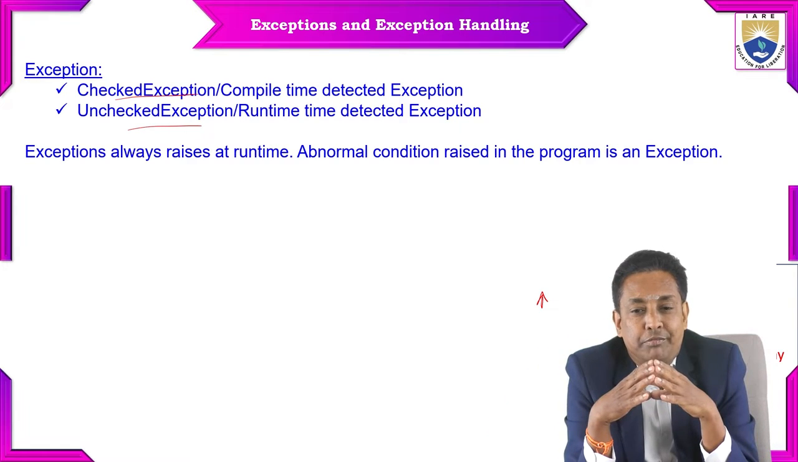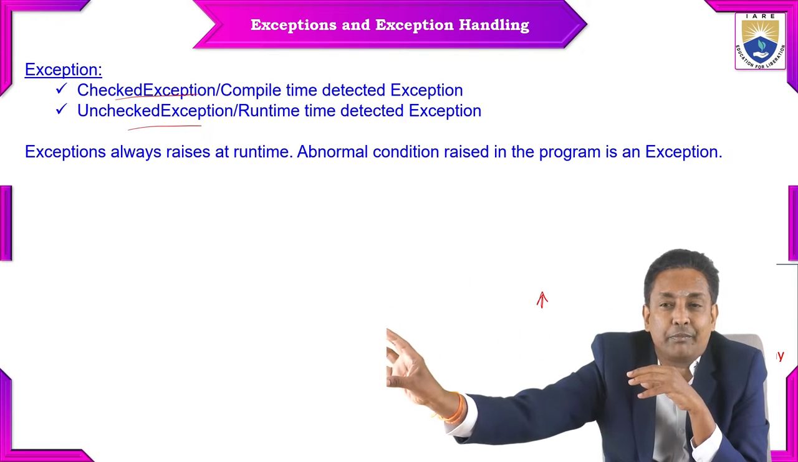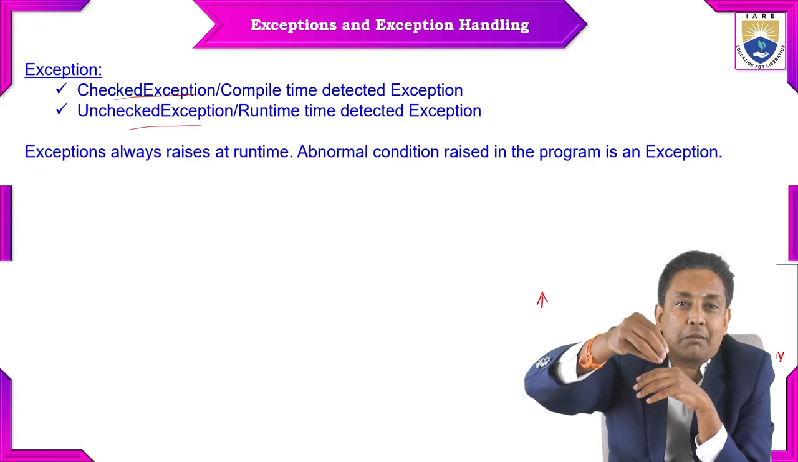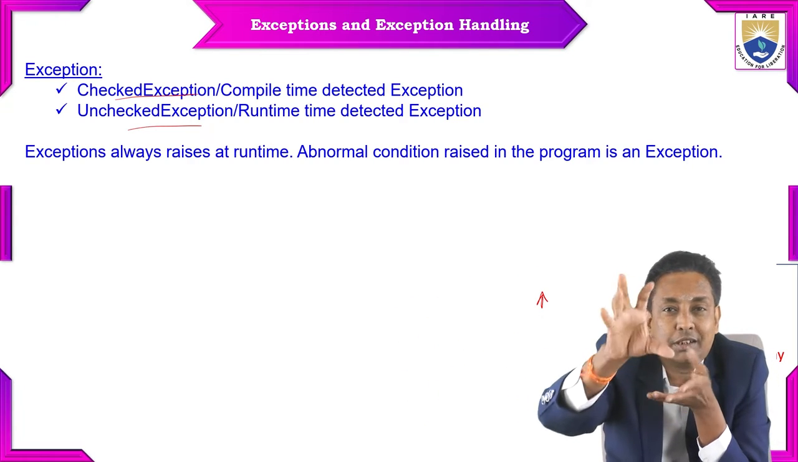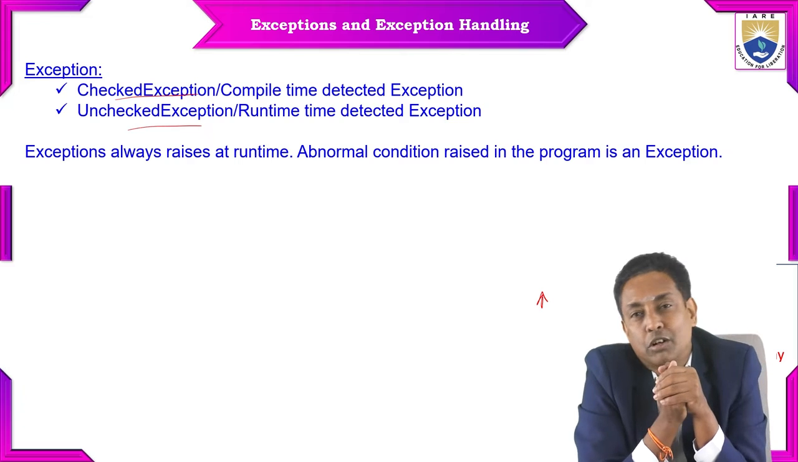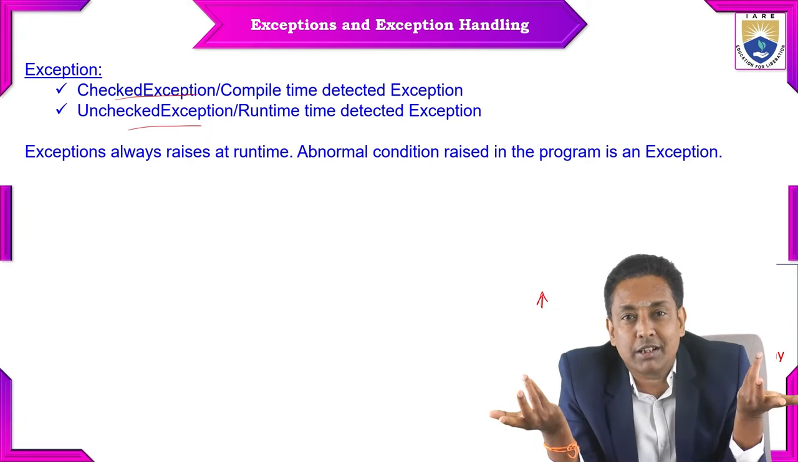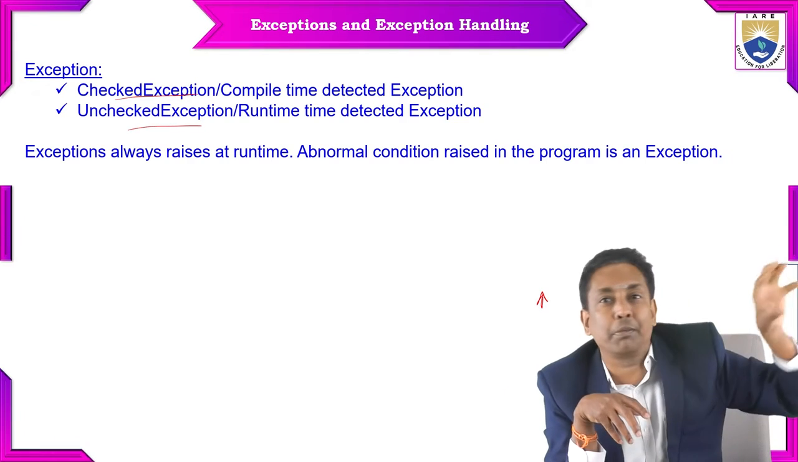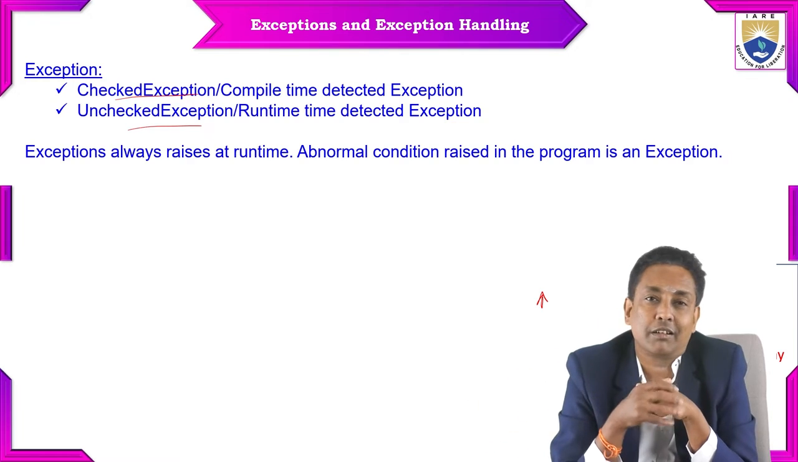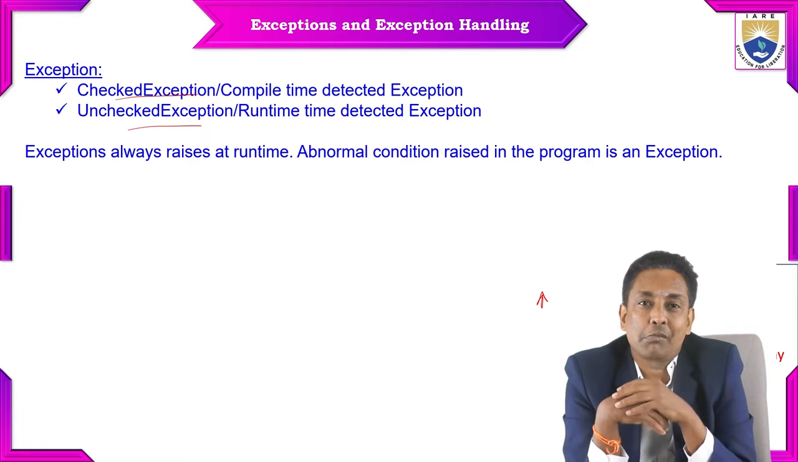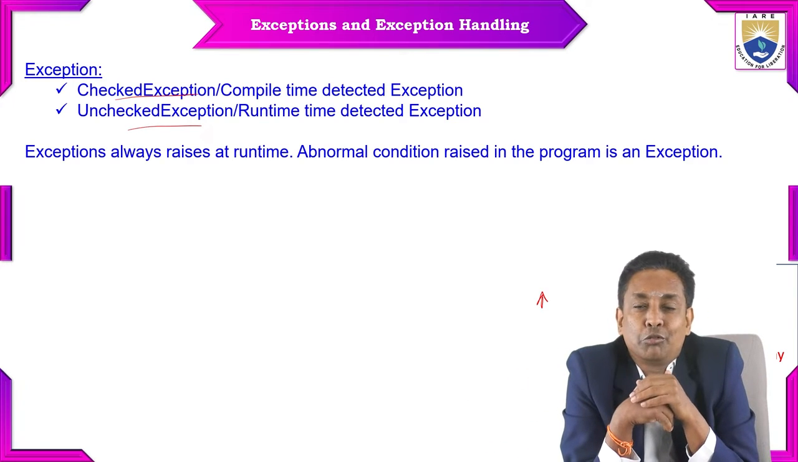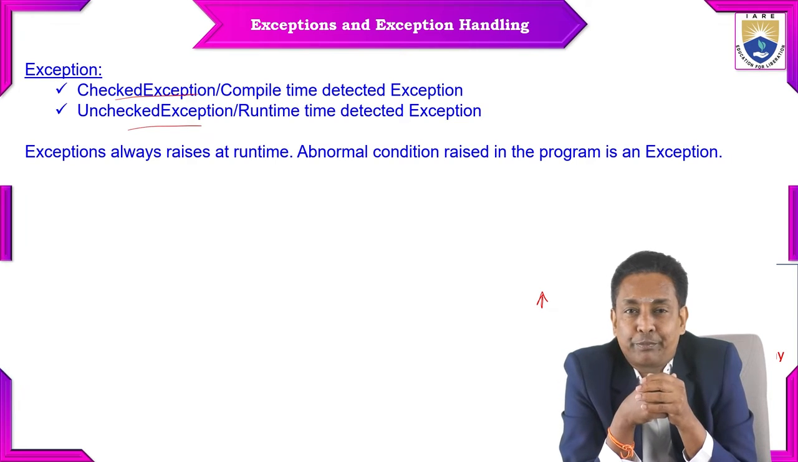At least if an exception raises at runtime and is detected at compilation time and warns us, we'll write some exception handling code, some prevention code. Suddenly, if an exception raises at runtime which cannot be predicted at compile time, the program abnormally terminates. Then how to handle them?